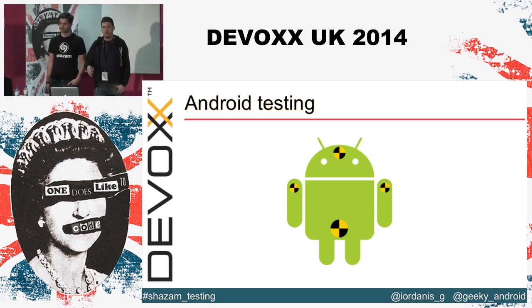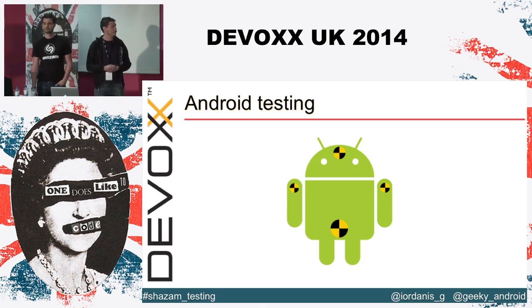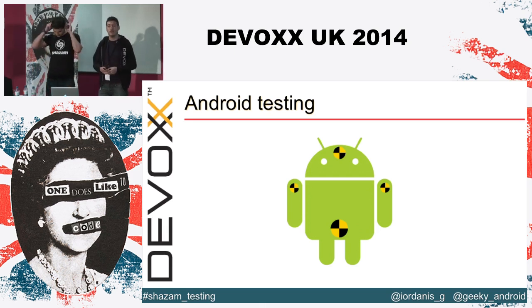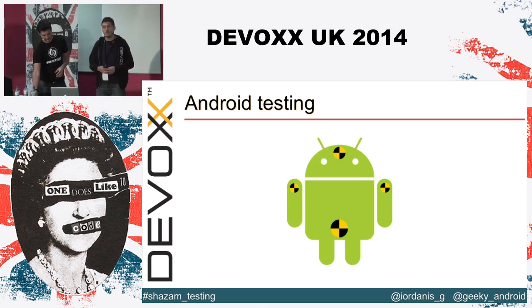Of course, as I said, in the past couple of years testing on Android has gained a lot of traction. And a lot of Android people think that this is something that they would like to try, but they're not really sure how, or they think they don't have the time to. We'd like to show you how we think that testing has increased our productivity, has allowed us to write better code, and overall has made our lives much easier.